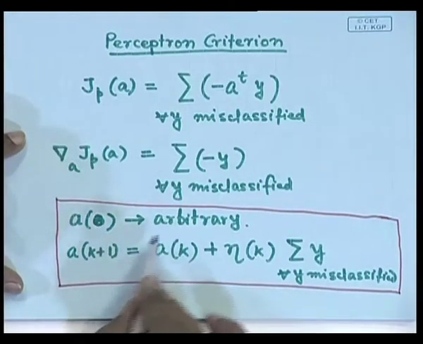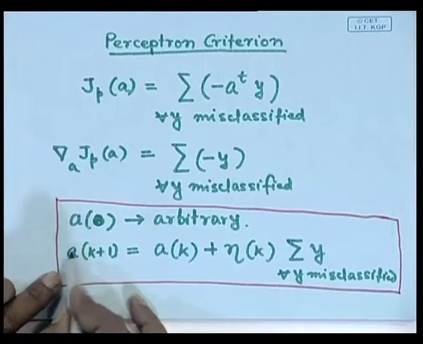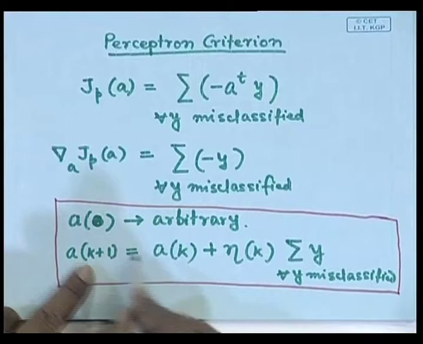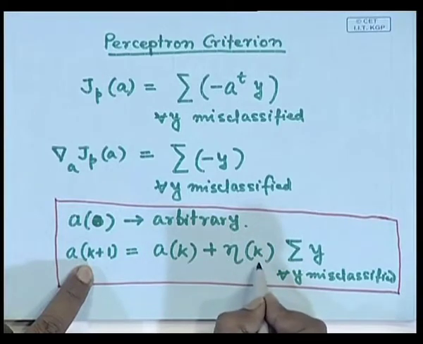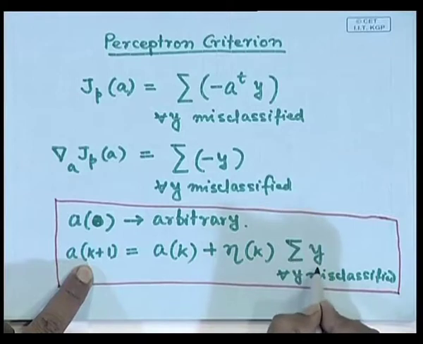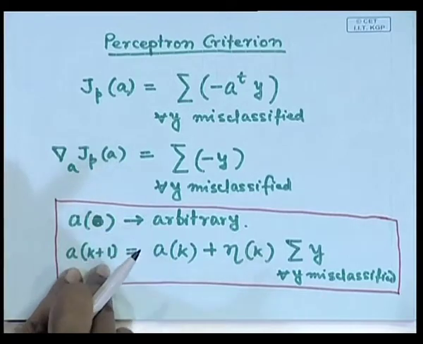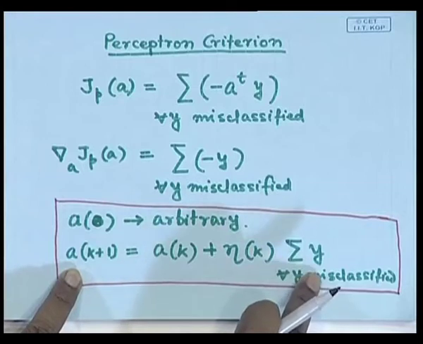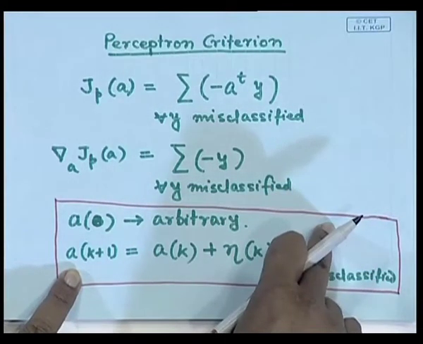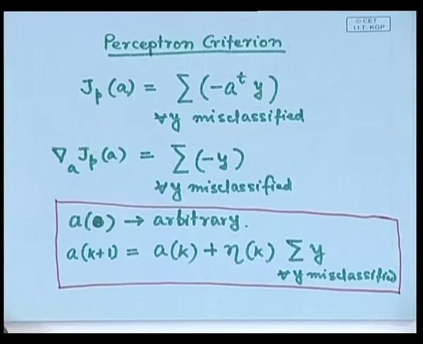So, once I have chosen A 0 arbitrarily, from A 0 I can find out A 1 by following this updation rule. A 1 is nothing but A 0 plus eta k, which is the learning rate, into summation of all the vectors y which are actually misclassified by A 0. Okay. So, I have A 1, from A 1 I can find out A 2. A 2 is nothing but A 1 plus again eta k into summation of all those samples which are misclassified by A 1. Okay. So, by doing this iteratively, I can finally find out a weight vector which will finally classify properly all the training samples.